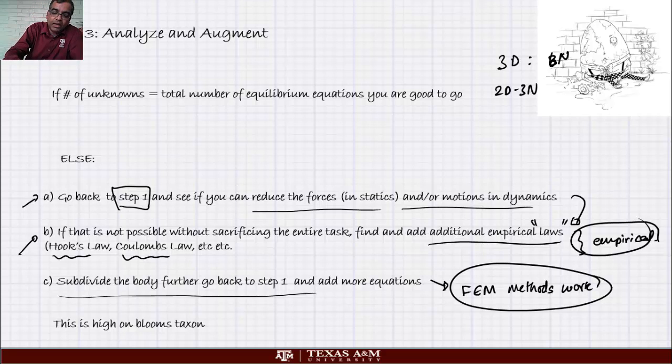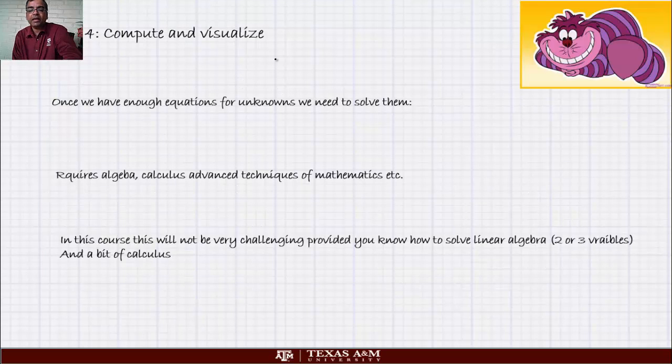Okay, so step 3 is kind of messy. We are now high up in Bloom's taxonomy. You can see step 1 was high, step 2 was low, step 3 is high, step 4 will be low for us. Okay, so somehow you have figured out whether you have enough equations for enough unknowns. Then what? Now we get back.